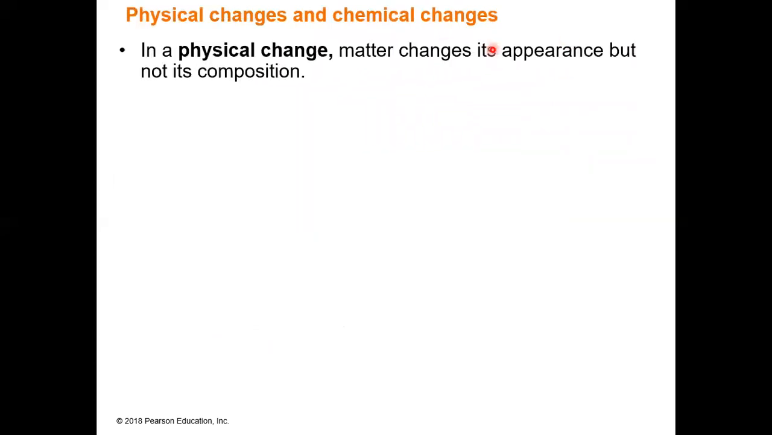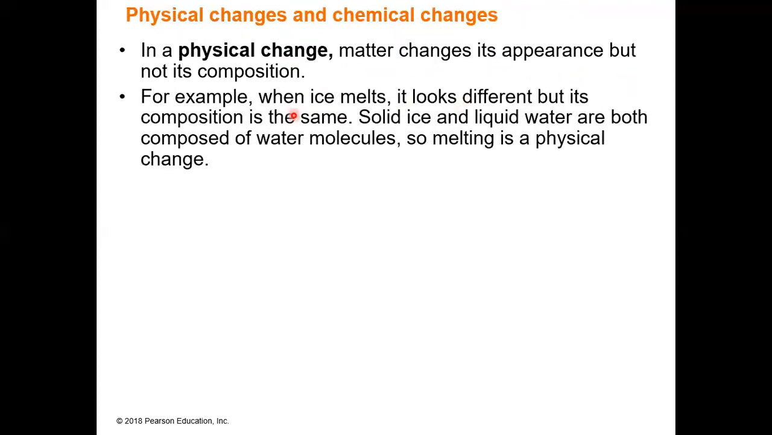Physical change and chemical change. In a physical change, matter changes its appearance but not its composition. For example, when ice melts, it looks different, but its composition is the same. Solid ice and liquid water are both composed of water molecules. Melting is a physical change.